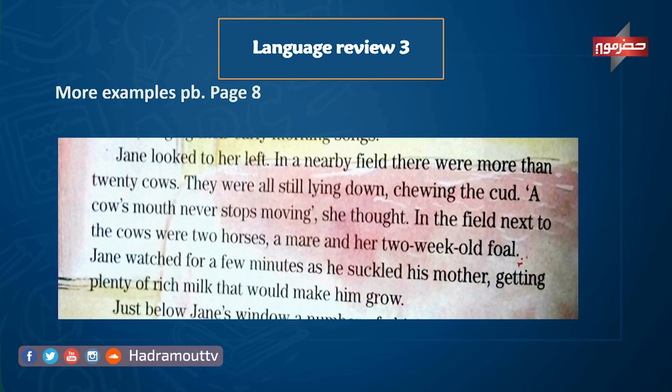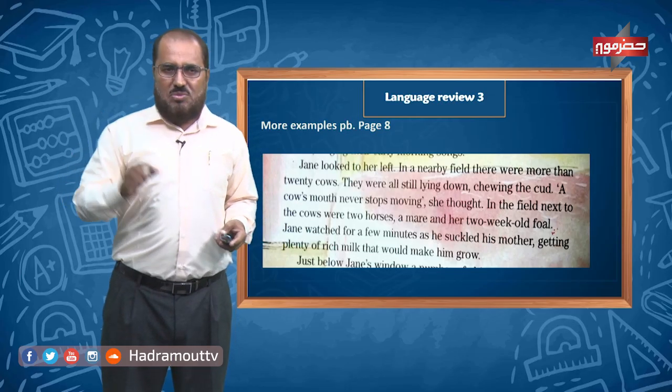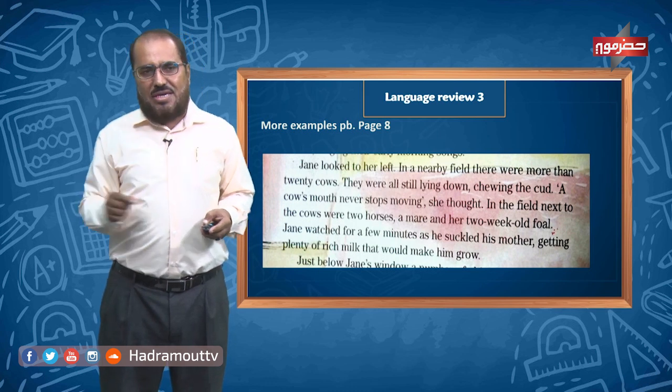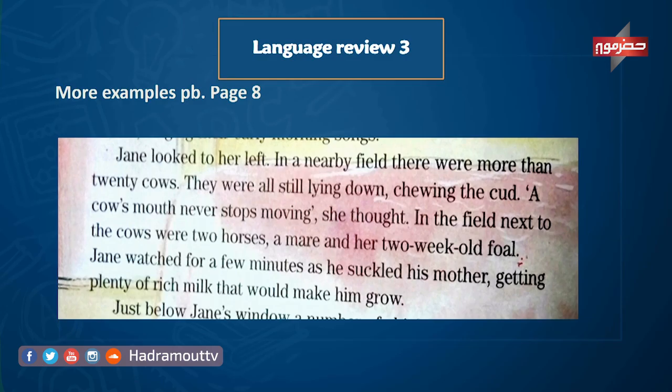More examples. Also, this is in your book, page 8. Do you remember Jane when she opened the window and looked outside, then described the view from a window? This is the title of the lesson, A View from a Window. Look at this, read it from the beginning to the end. Is there any quoted or reported speech? Look carefully. Jane looked to her left. In the nearby field were more than 20 cows. They were all still lying down, chewing the cud. "A cow's mouth never stops moving," she thought.